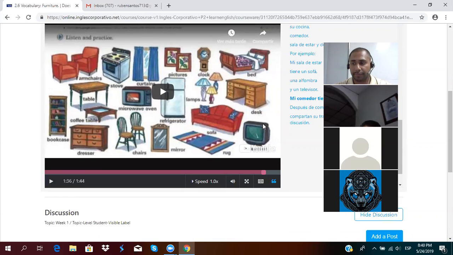¿Esta de noche se dice night table o tiene algún otro nombre específico? La mesa de noche se llama night table. Night table. Thank you.